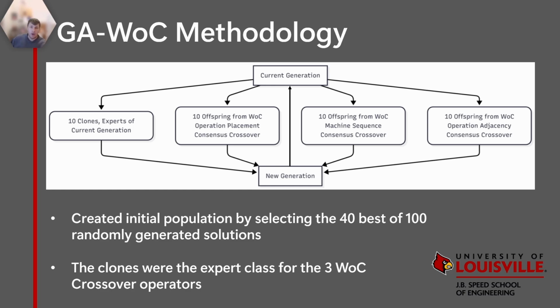So going over our basic genetic algorithm, how we did this. We have a current population, and from the current population, a quarter of them are the expert class, so the top 25% performing schedules will move on to the new generation. And we have 3 Wisdom of Crowds crossover operations that I'll go over. And so that makes up 25, 25, 25, and 25.